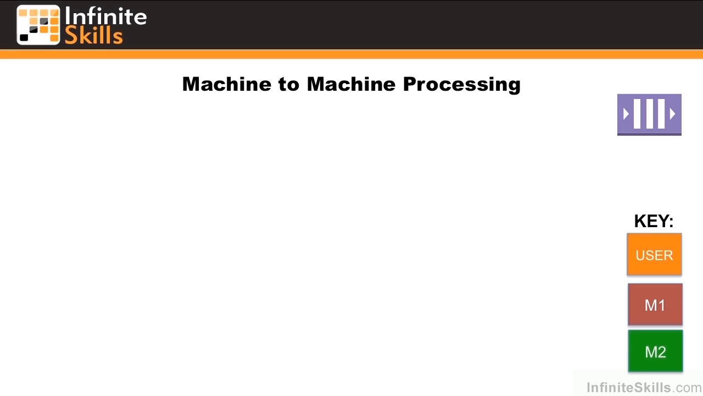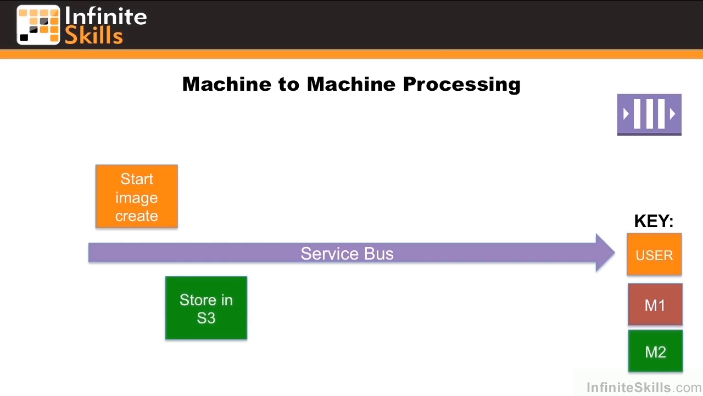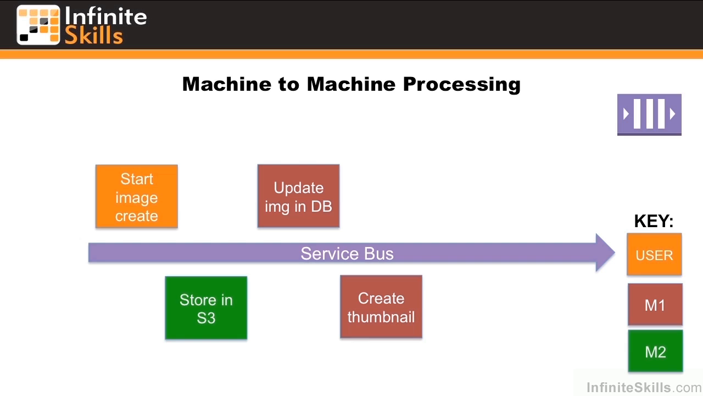If we look at machine-to-machine processing, here let's say that the user is represented in orange, with machine 1 being represented in red and machine 2 being represented in green. We also have this service bus, which consists of SQS queues. But let's say here that we start creating an image. This first machine, which takes care of storage, will store the image in S3. The second machine, which takes care of database interactions, will update the image in the database and create a thumbnail.